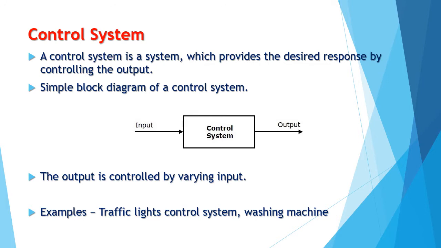The following figure shows the simple block diagram of a control system. Here, the control system is represented by a single block. Since the output is controlled by varying input, the control system got this name. Examples of control systems are traffic light control system and washing machine.